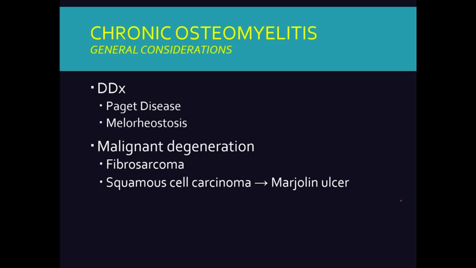So chronic osteomyelitis, we do have a differential for this, and one of these we've talked about, and another one I'll get to in the next Panopto. But Paget's disease and melorheostosis, both of these are sclerosing bone conditions. So chronic osteomyelitis has sclerosis, Paget's disease has sclerosis, melorheostosis has sclerosis.